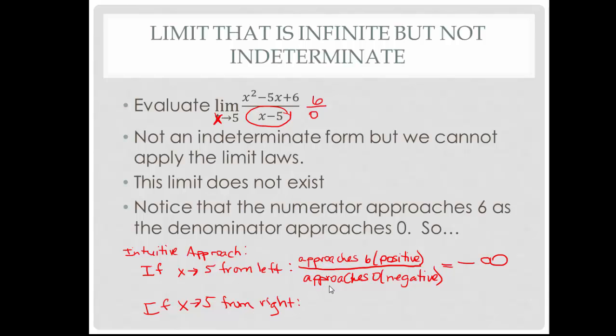If x approaches 5 from the right, again, the numerator is going to approach 6. I'm a little less interested in that because 6 is a positive number, period. The denominator, take a look at that though.